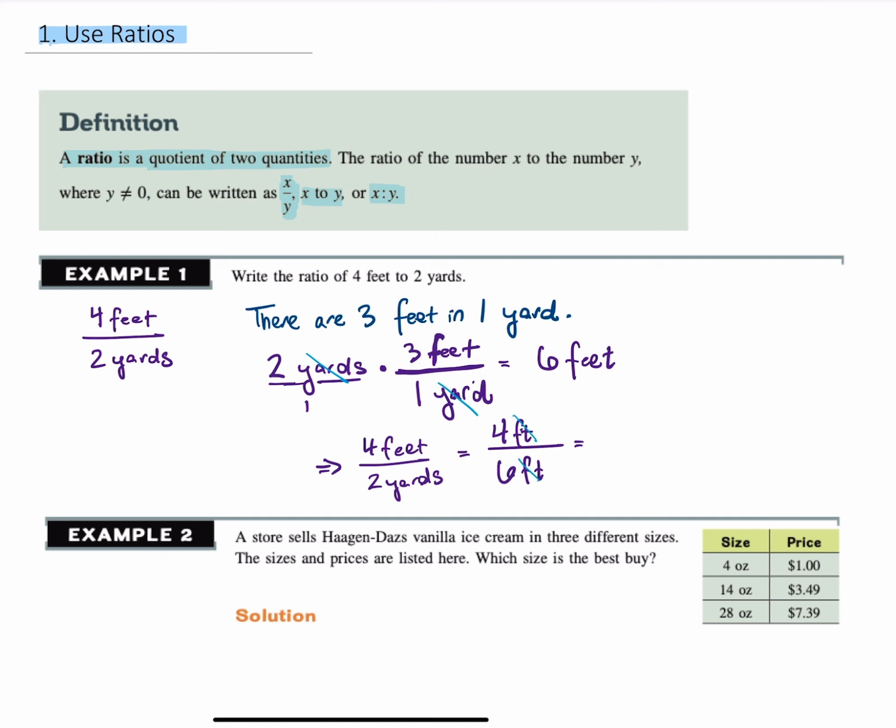So really we have 4 over 6. And then let's reduce this fraction. Remember, to reduce a fraction, we want to try to divide the top and bottom by the same number in order to make everything smaller. These are both even numbers, so I can divide them both at least by 2 and see what we get. So 4 divided by 2 is 2. 6 divided by 2 is 3. And this is as reduced as we will be able to get. So our ratio can be expressed as 2/3. 4 feet to 2 yards is a 2/3 ratio.